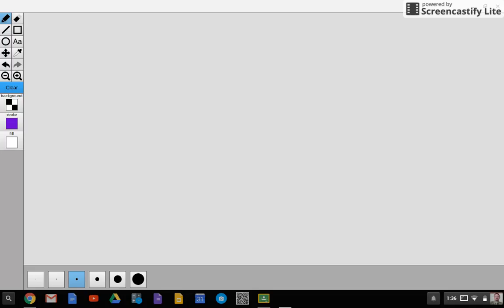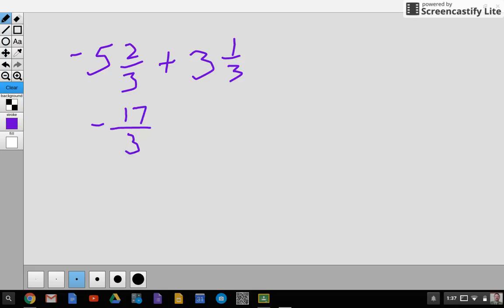Next problem is -5 2/3 plus 3 1/3. All right. Thank you, Lord Jesus. We have common denominators, so that's going to clear us out a step. 3 times 5 is 15, plus 2 is 17 thirds, which would be a negative 17 thirds, plus 3 times 3 is 9, plus 1 is 10 thirds.